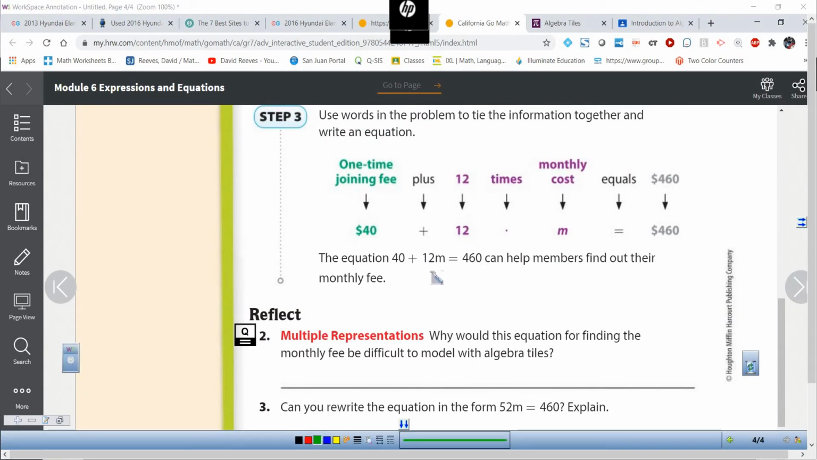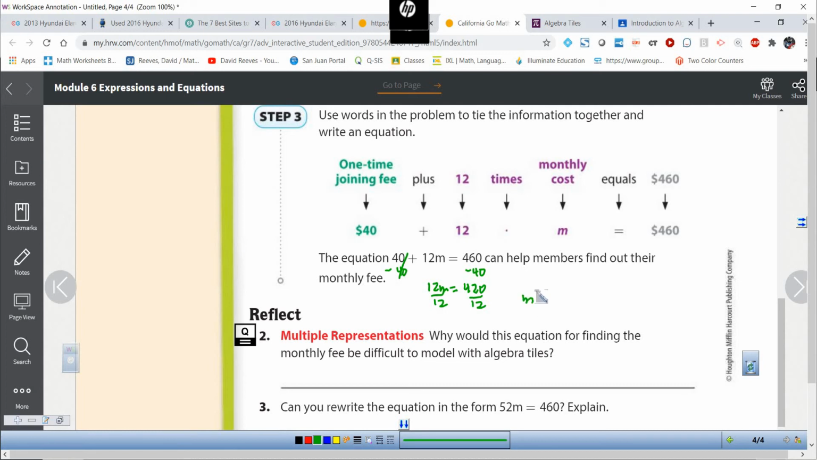Now, they didn't ask us to solve it, but we're going to go ahead and solve it here. The first thing I'm going to do is take that 40 away from both sides, because we're going to do the opposite operations in the opposite order. If we were going forwards, we would multiply by 12 and then add 40. So going backwards, we subtract 40. That gives me 12m is equal to 420. Now I'm going to divide by 12.